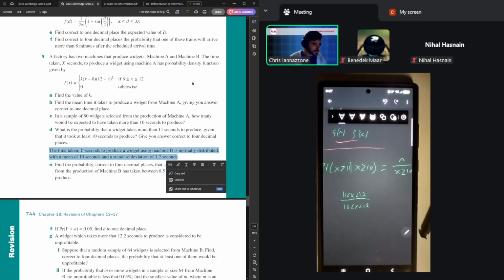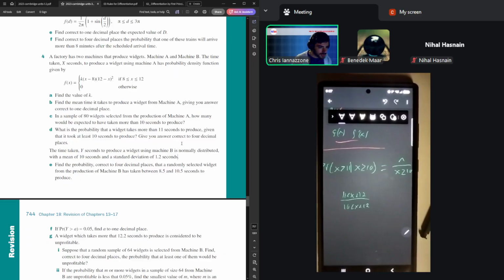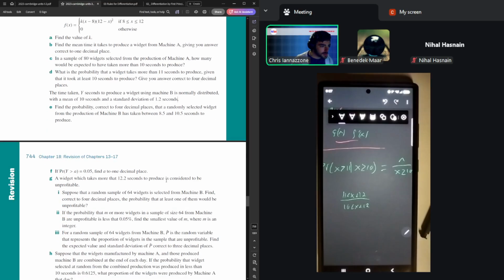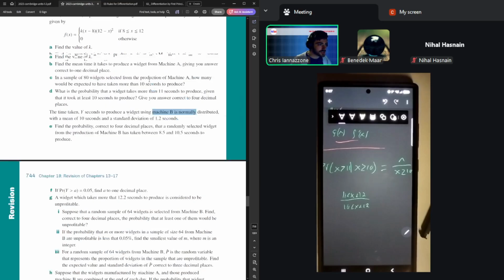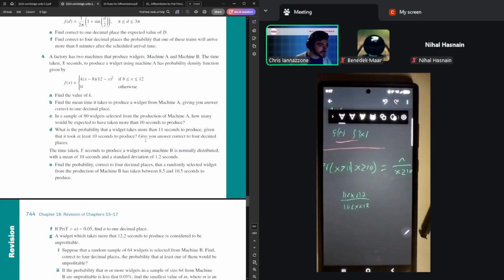Next up, the time taken, y seconds, to produce a widget using machine B is normally distributed. Find the probability that a randomly selected widget from machine B has taken between 8.5 and 10.5 seconds to produce. Fairly trivial one, I would imagine. That one's just going to be a basic normal CDF. So we've got the mean, we've got the standard deviation, and we've got two x values that we want to do it between. Normal CDF. It's talking about machine B. Machine A stuff is still relevant if it comes up.